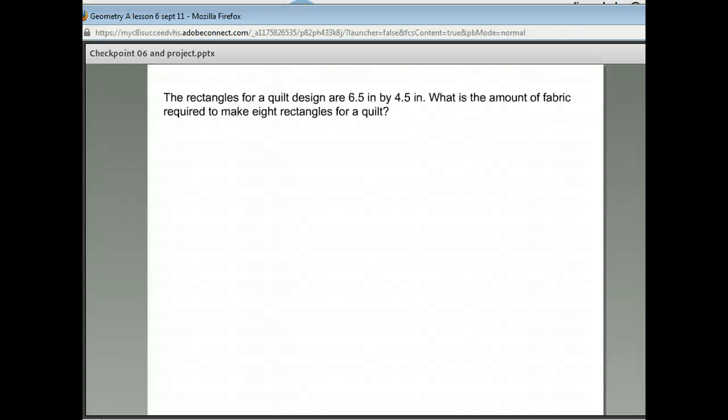Right, here is an application type problem. Rectangles for a quilt design are 6.5 inches by 4.5. What is the amount of fabric required to make 8 of these rectangles?